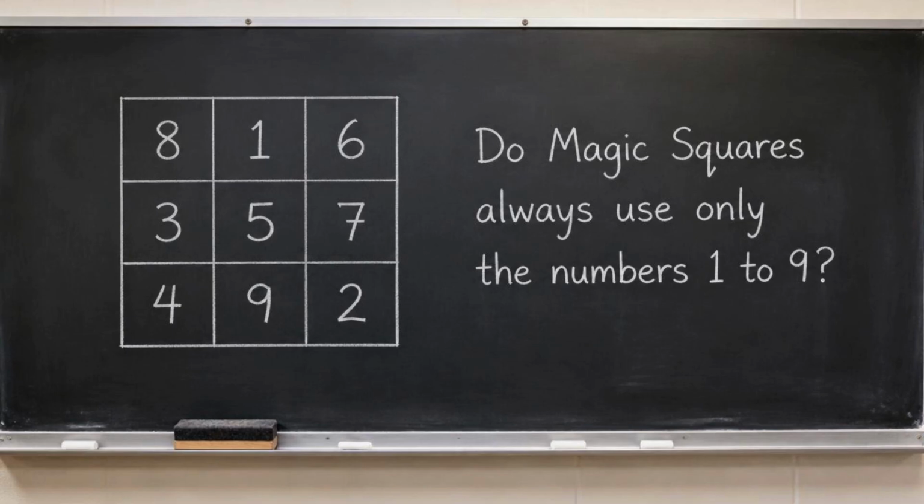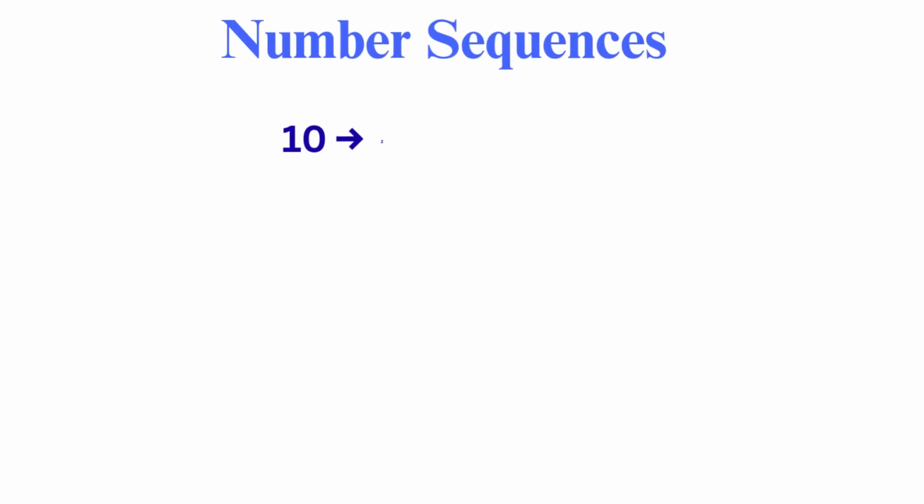To create a 3 by 3 magic square, do we always have to use only the numbers from 1 to 9? No. Then, what is the actual rule behind creating a magic square? To understand that, first let's learn about arithmetic progression.